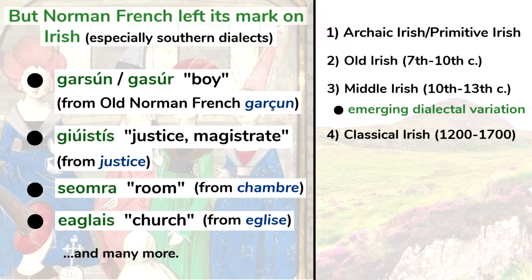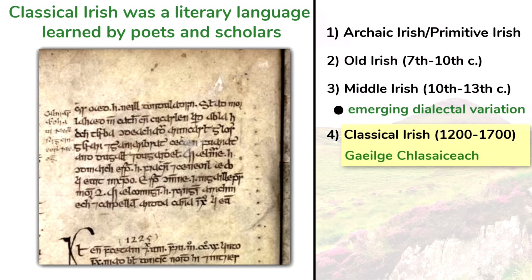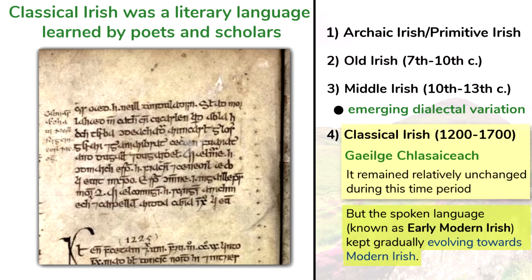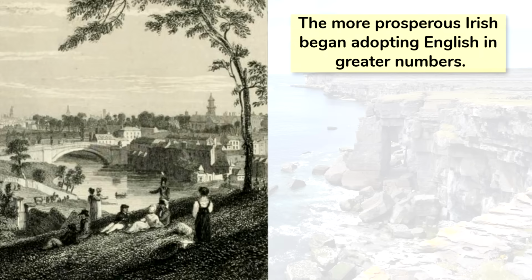That was all happening during the period of Classical Irish, Gaeilge Classicach, from the 13th to 18th centuries. Classical Irish was a literary language learned by poets and scholars, and it remained relatively unchanged during this time period. But the spoken language, known as Early Modern Irish, kept gradually evolving towards Modern Irish. Irish remained the most widely spoken language until around the year 1800, but English control meant that the English language was the prestige language, and the more prosperous Irish began adopting the English language in greater numbers.